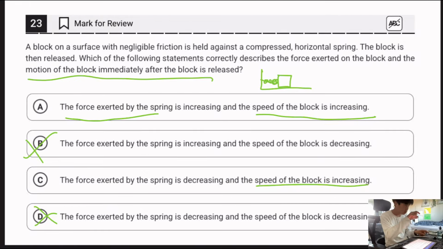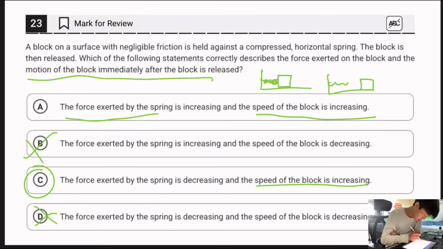Whenever you are holding it against the spring, it's going to be at its maximum potential. As soon as you let go, that spring is going to be in contact for another split second, and then it's going to stop touching it. You know what I mean, right? So after like 1 second, the spring is going to be compressed, and the block is no longer going to be touching it anymore. So it's going to be decreasing over time. Okay, so it's going to be C, not A, not B, not D.